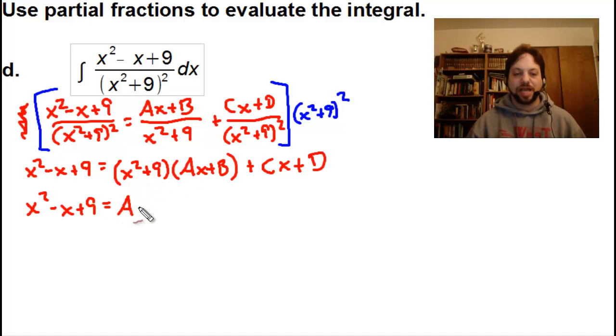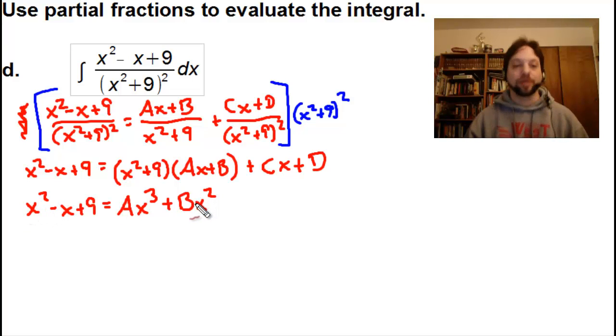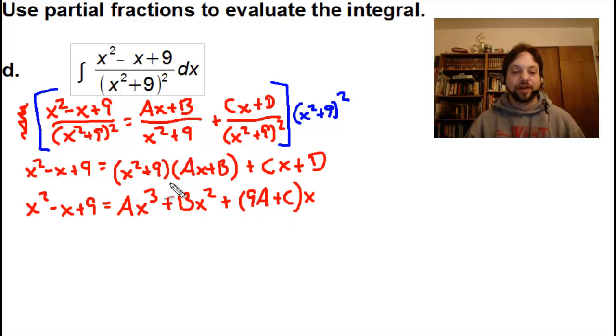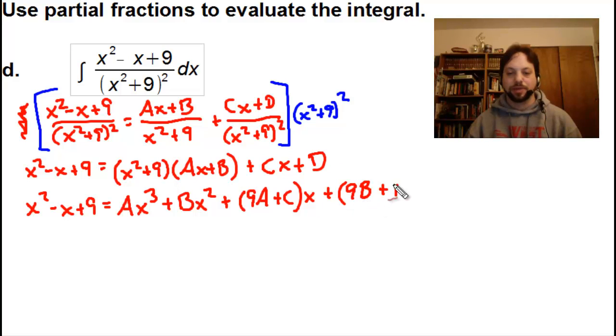Watch this. I'm going to get an ax cubed, which is fortunate. Notice that there are no cubes on the left side. I'm going to use that to my advantage. As far as my x squared terms, I'm going to end up with a bx squared, and that's going to be it. Which is fortunate. There's only an x squared over here. I can already tell what b is going to be here. As far as my x terms, I will have a 9ax. I'll also have a cx. So I will have 9a plus c times x. And finally, as far as my constant goes, b will multiply by 9. I also have a d. So it looks to me like my constant will be 9b plus d.